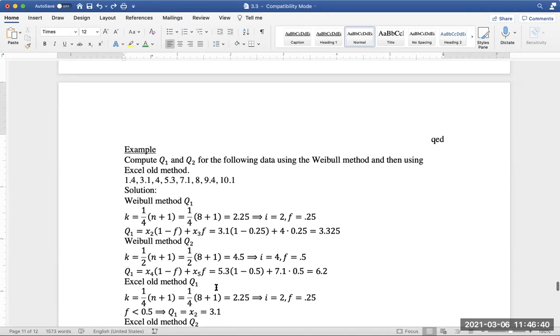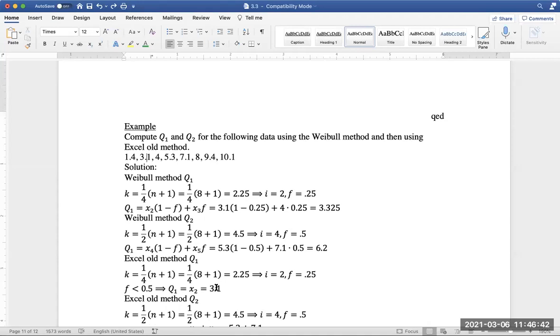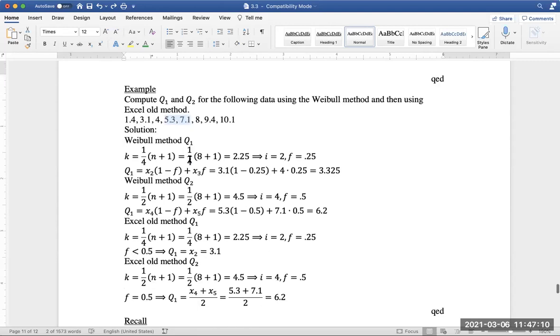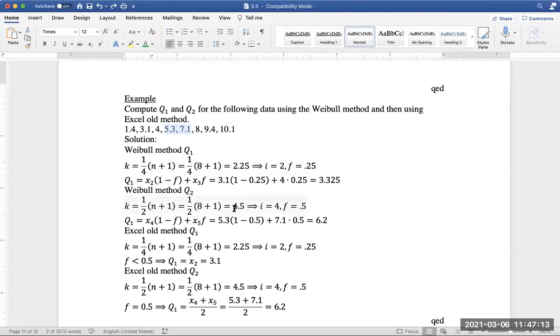Let's find the second quartile, the median. 1/2 times (8 plus 1) is 4.5. So I find the average of the two numbers, since it's halfway in between these two numbers. So 5.3 plus 7.1, divided by 2, is 6.2. Same as what we got previously.